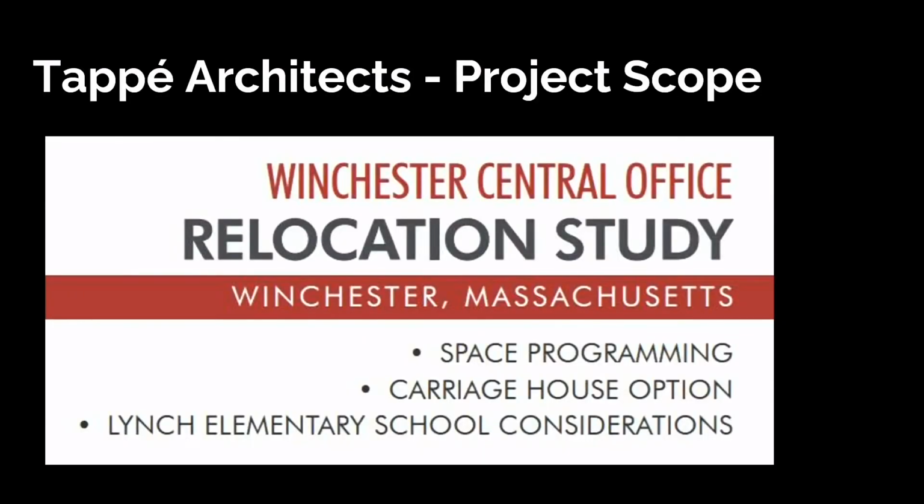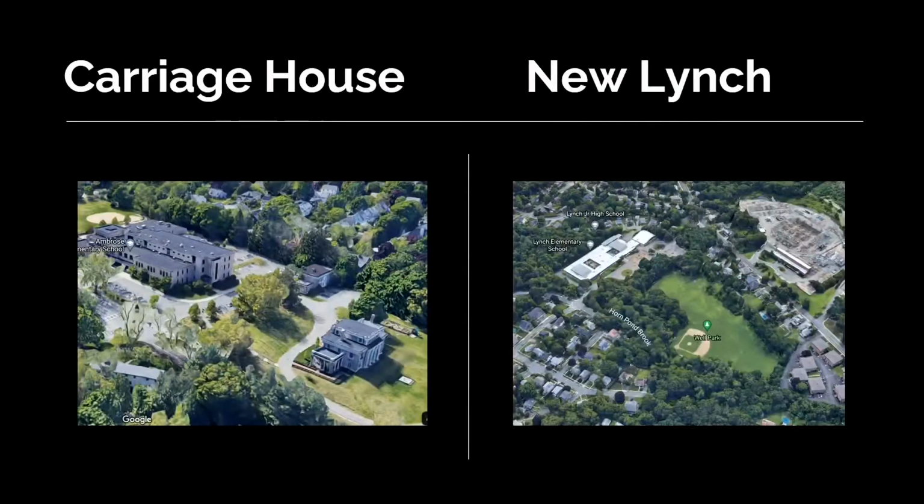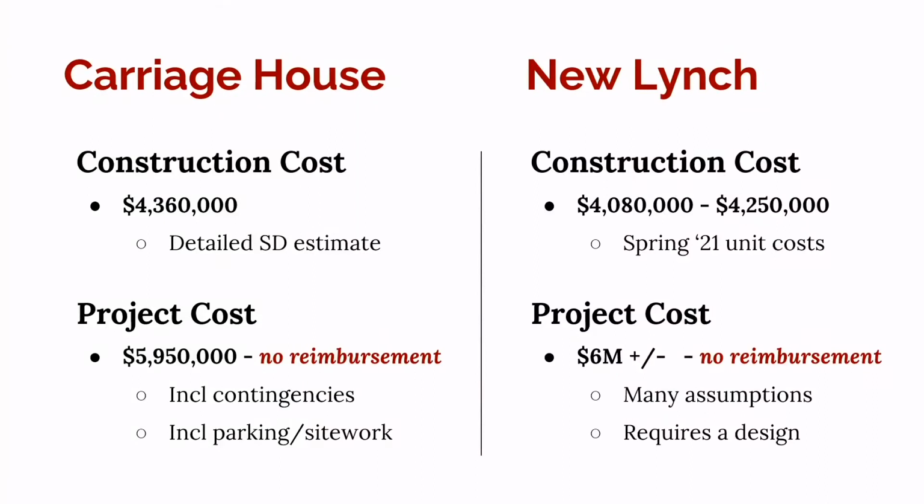So in addition to the development of a functional space program for central office and a Carriage House design, TAPE was further charged with evaluating the challenges and opportunities associated with both scenarios, Carriage House and Lynch. The design team evaluated key aspects of each option, which were presented in a special public meeting right here in September at the high school and discussed at length in subsequent meetings with public comment.